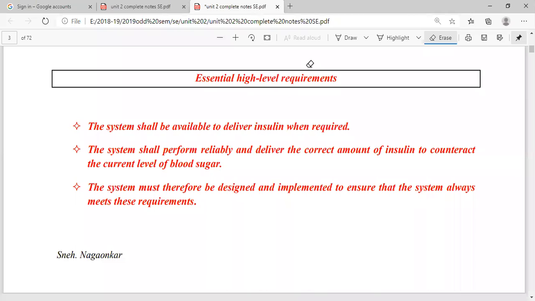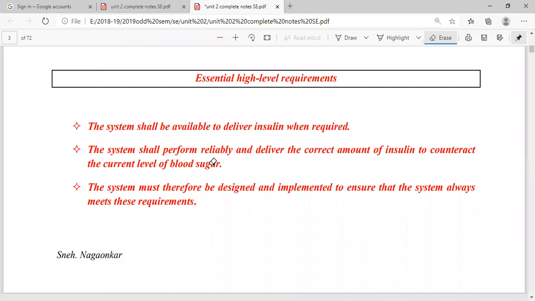Deciding the architecture, finalizing the hardware and software requirements, all these come under the system requirements. That is in a more detailed way. That is nothing but designing, coding, all these things. Okay. Now we came to know that the system shall be available to deliver the insulin when required. These are a few more requirements which we observed. The system shall perform reliably and deliver the correct amount of insulin to counteract the current level of blood sugar.